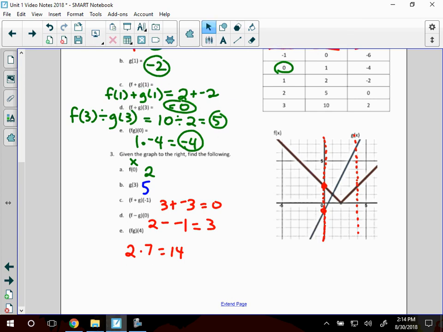So after watching this video, hopefully you feel comfortable evaluating and working with operations with functions, whether we give you expressions or tables or graphs.